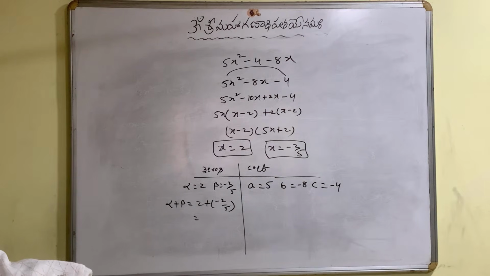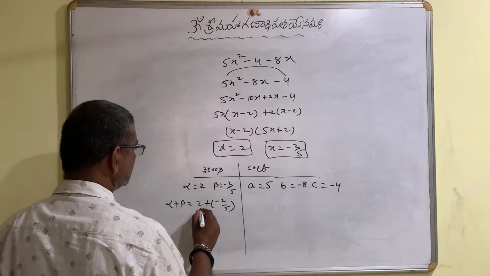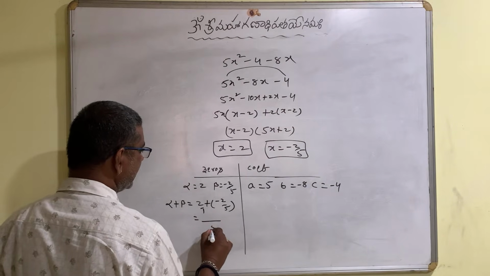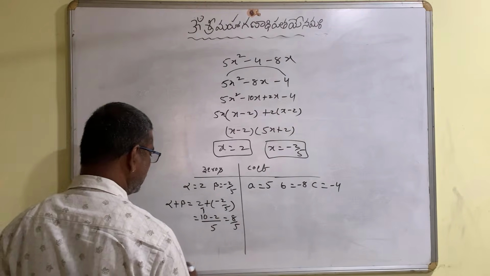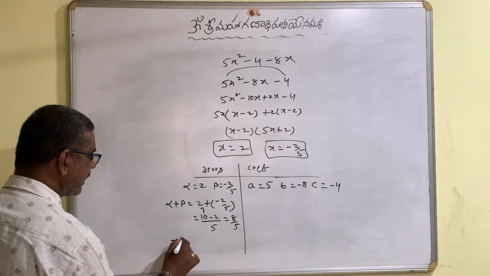Two plus negative 2 by 5. Taking LCM, 10 minus 2, 8 by 5. Good. Now find out alpha beta.